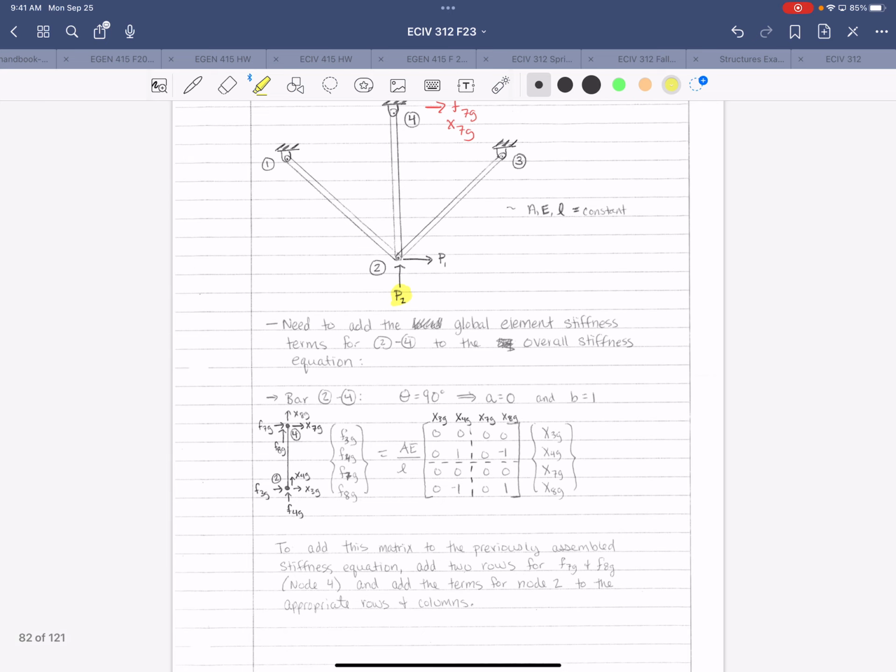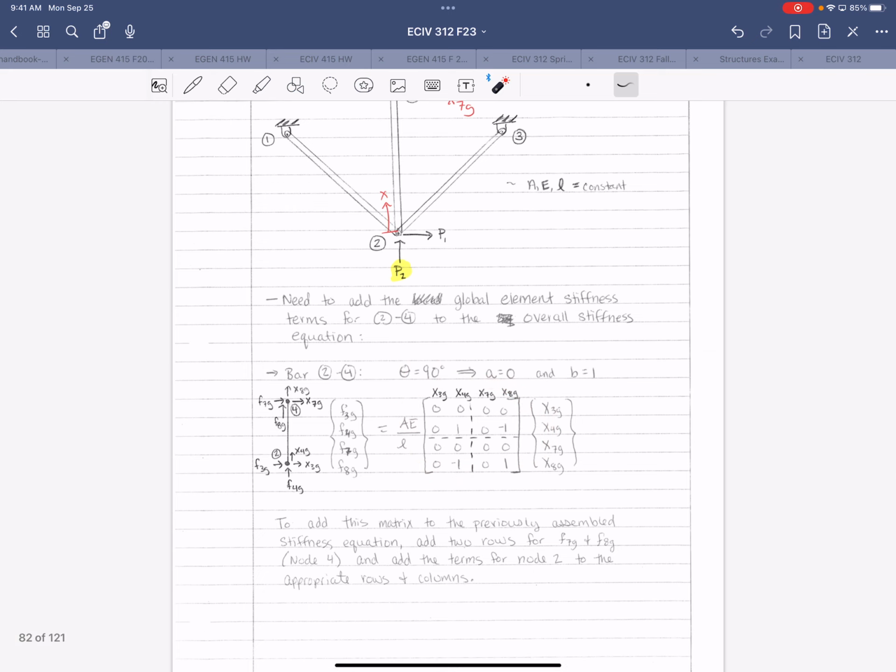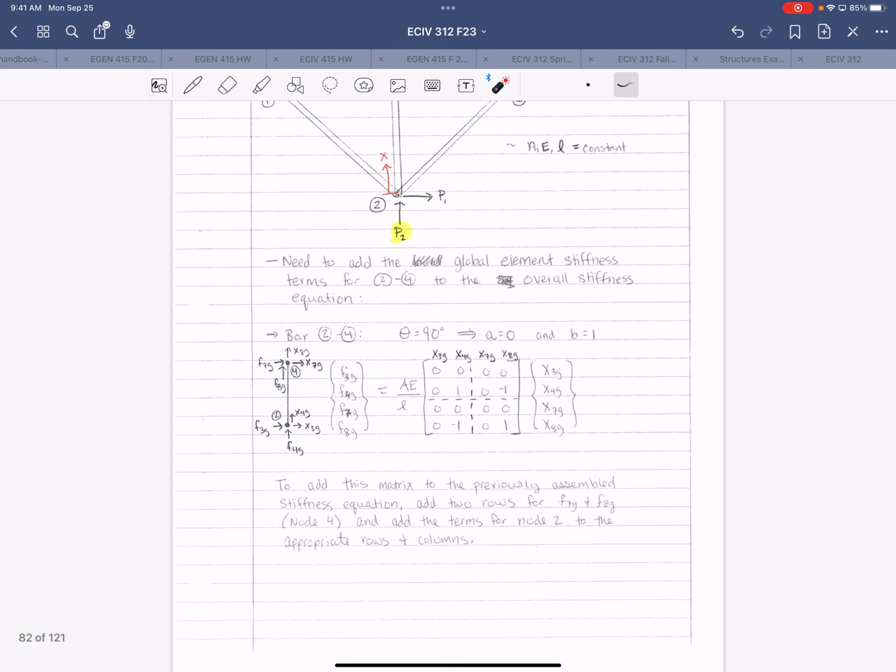So all we would need to do to add this member would be write the global element stiffness equation for the new member, 2, 4. Here theta is measured from global x to local x. Local x would be measured positive from node 2 to node 4. So theta is equal to 90. That means A is 0 and B is 1. So your global matrix for this one is a bunch of zeros and ones.